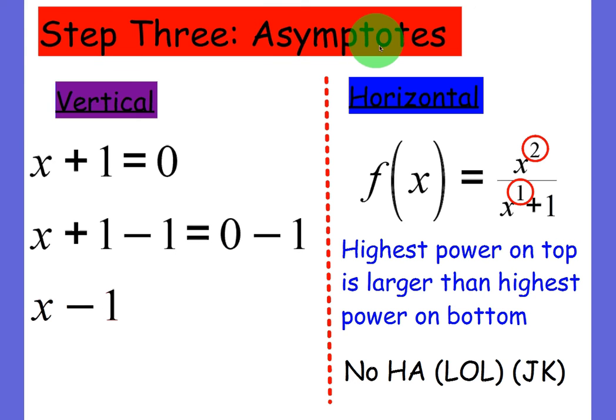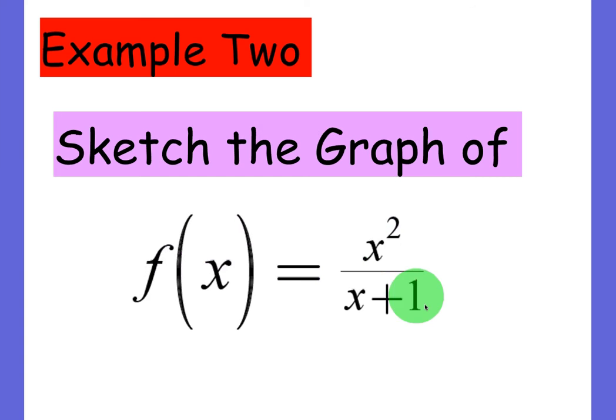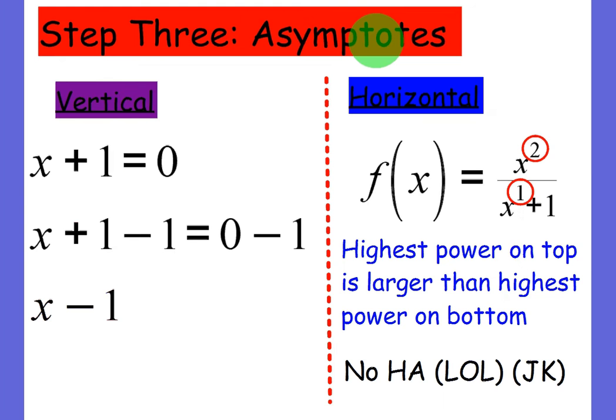Step 3, we're going to figure out our asymptotes. We know whenever the bottom equals 0, it's a vertical asymptote, provided that it's not also 0 for the top. In this case, we get x equals negative 1. Okay, so x equals negative 1 is our vertical asymptote. For horizontal, we see that the top exponent is bigger than the bottom, so there is no horizontal asymptote.